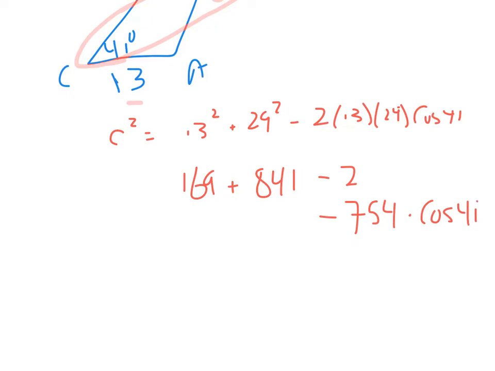That's a decimal, of course. Cos 41 is 0.7574. Rounded, we'll actually use the full value.